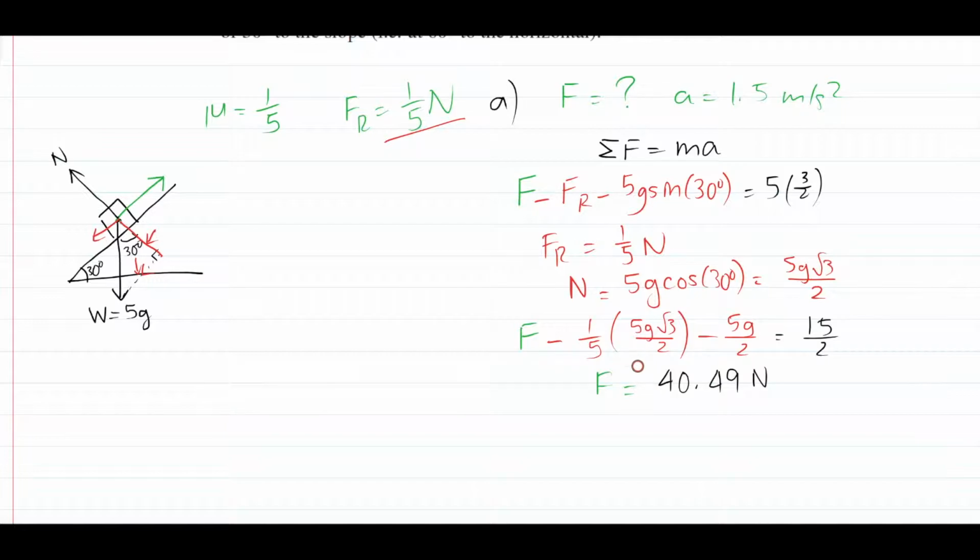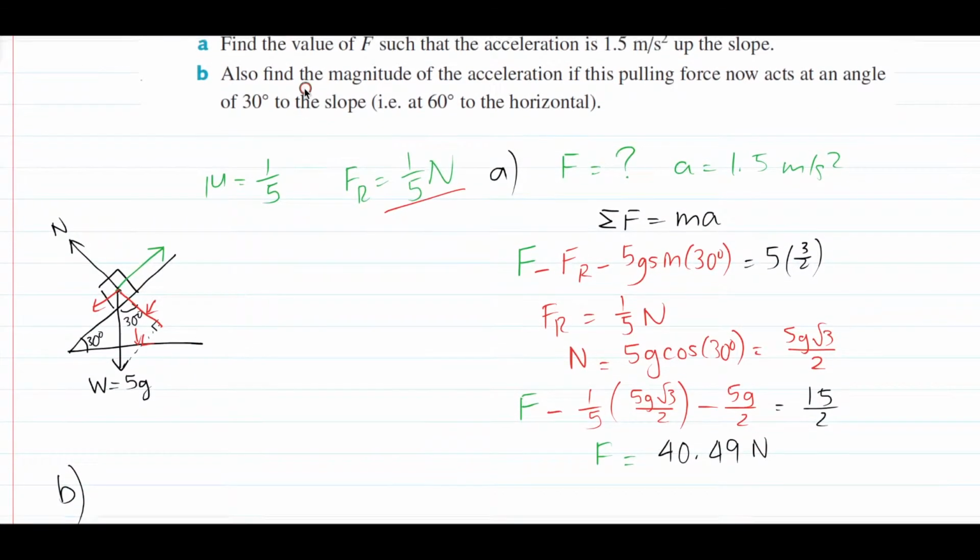and that's F. So if F is 40.49 Newtons, then your object is moving up at an acceleration of 1.5 meters per second squared. Very simple. Okay, but the question that I want to go through is part B. Let's have a look at part B.